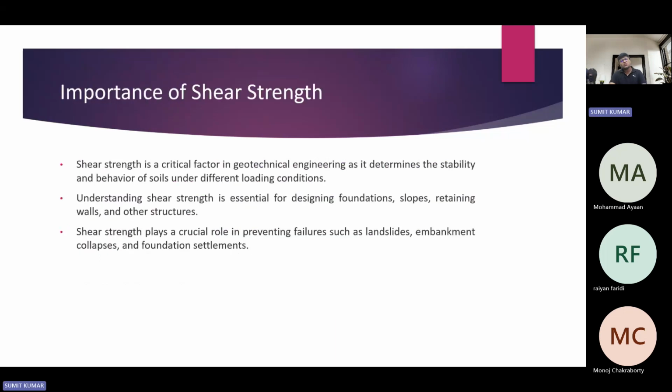Now, moving ahead, talking about some more points regarding the shear strength. So, give me a minute.